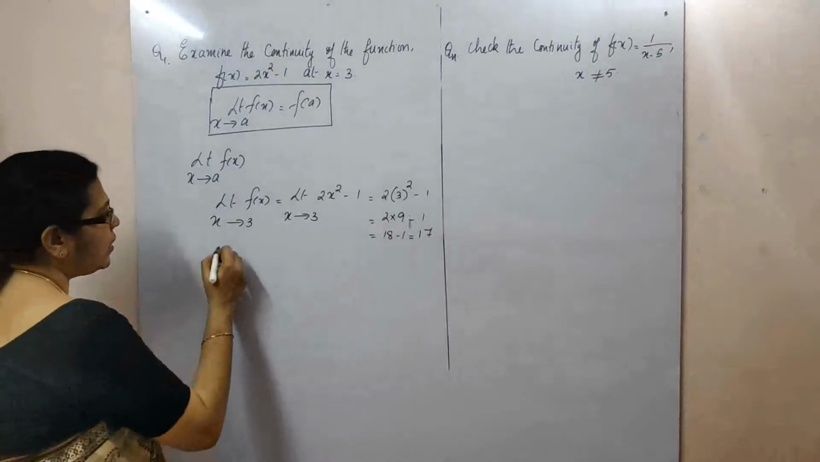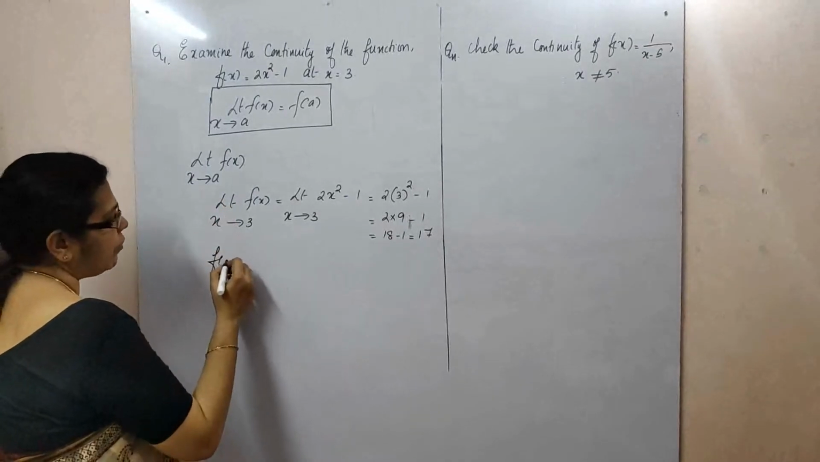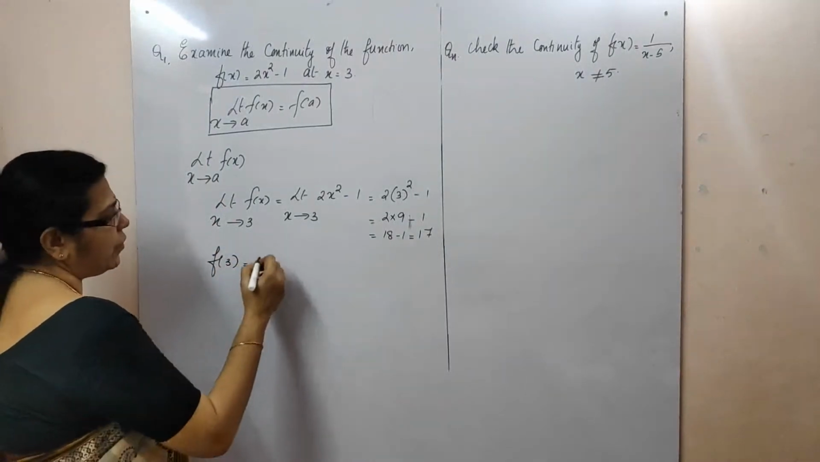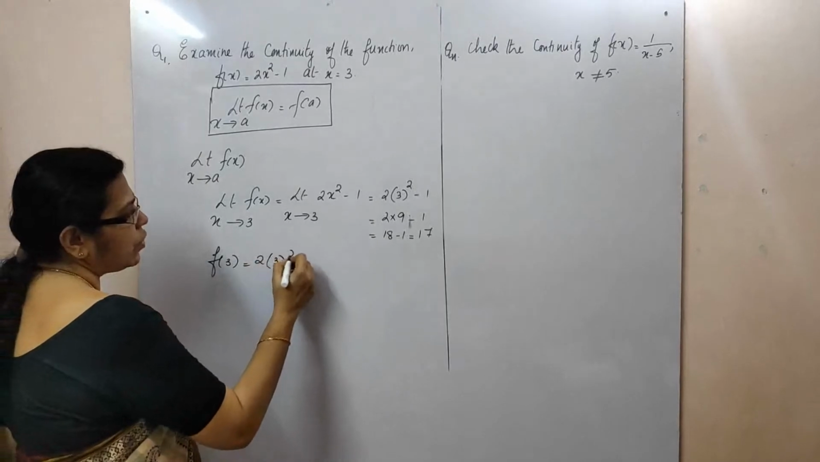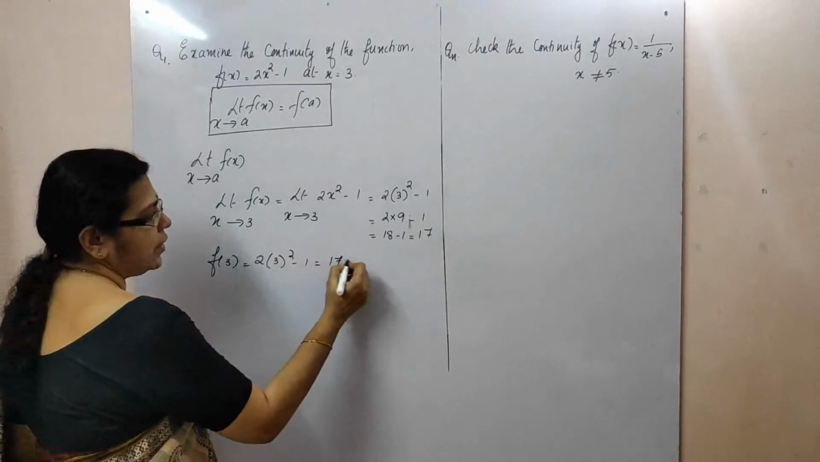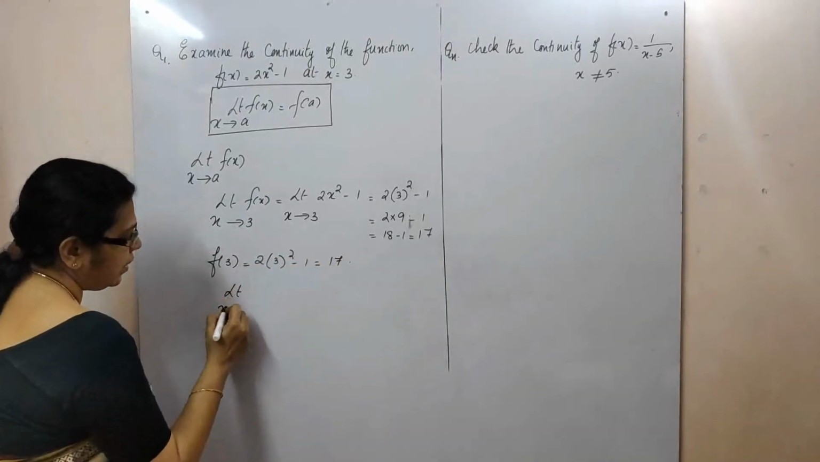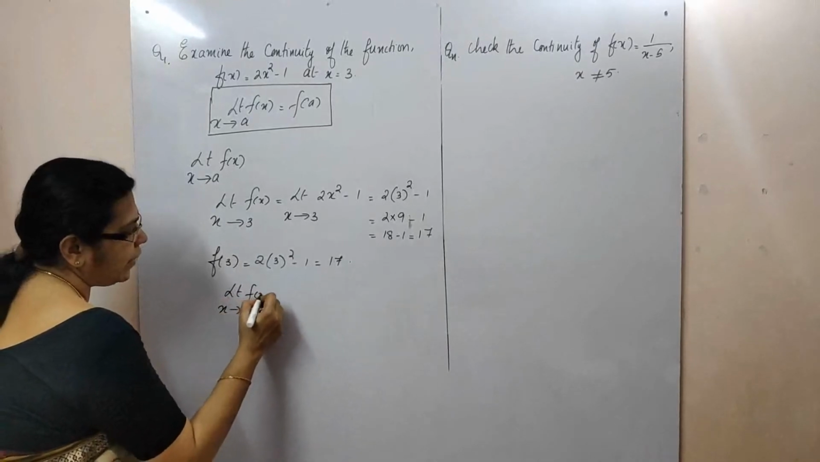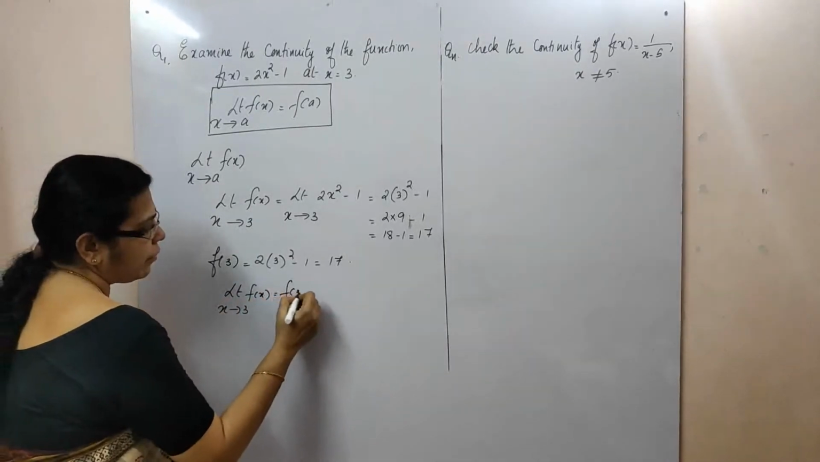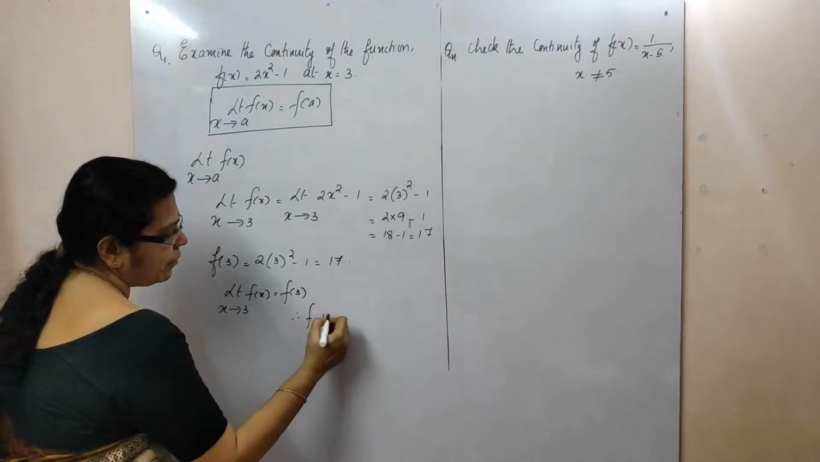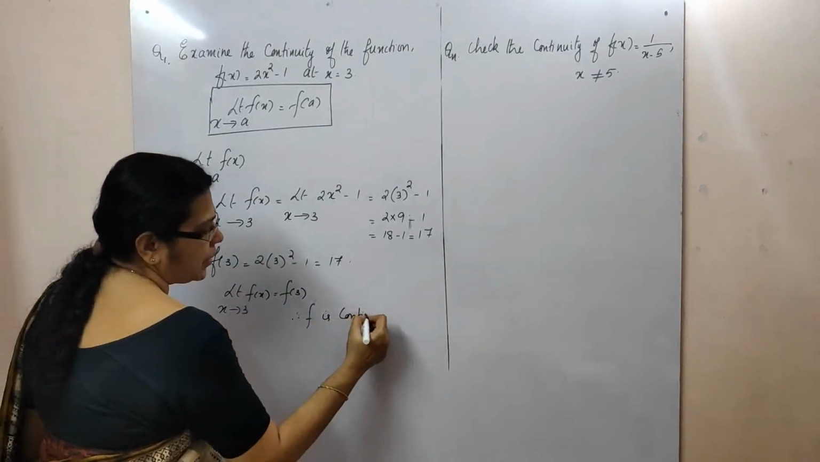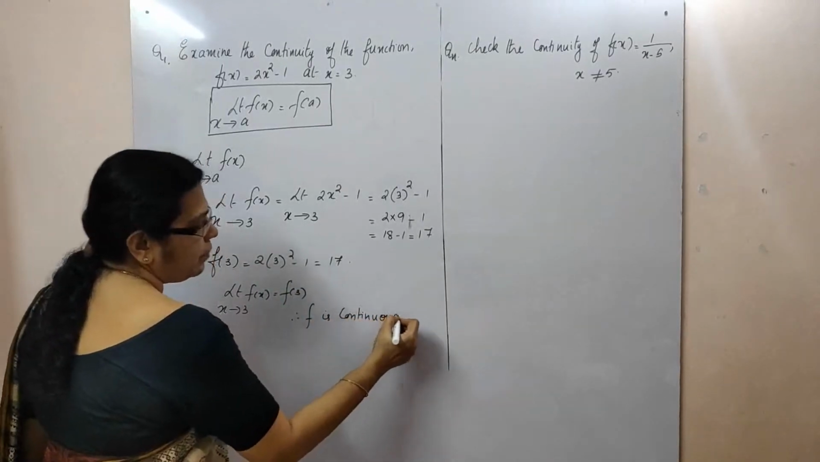Right? What is f of a? What is f of a meaning? f of 3. f of 3 is also 2 into 3 square minus 1, which is 17. So what can you say? Limit x tends to 3 f of x is equal to f of 3. Therefore, f is continuous. It is very simple, right?